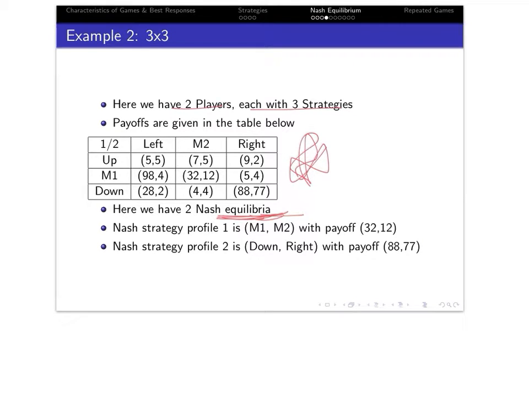Alright, so let's find them. We lock in left for player 2. Player 1 can go up, M1, or down. Clearly M1 is the go because 98 is by far the highest. Now we lock in M1. Player 2 can get 4, 12, or 4. Clearly M2 is the go, so we're over here now. We lock in M2. Player 1 can get 32, 7, or 4. So there is no incentive to deviate here. So M1, M2 is one of the Nash strategy profiles.